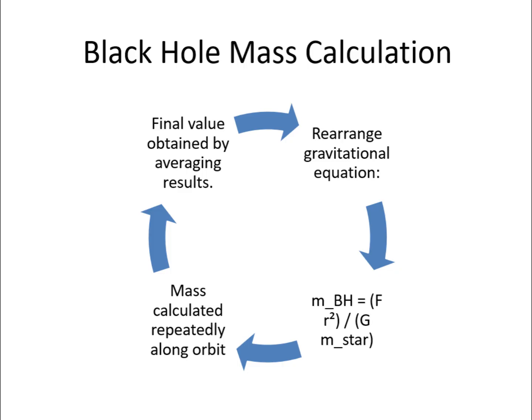Using the magnitude of the net force and the star's distance from the black hole, I rearranged the gravitational force equation to solve for the mass of the black hole. This calculation was repeated for many points in the orbit, producing many estimates of the mass, and I averaged these values to obtain the final result. The estimated black hole mass is approximately 9.57 times 10 to the 33 kilograms.